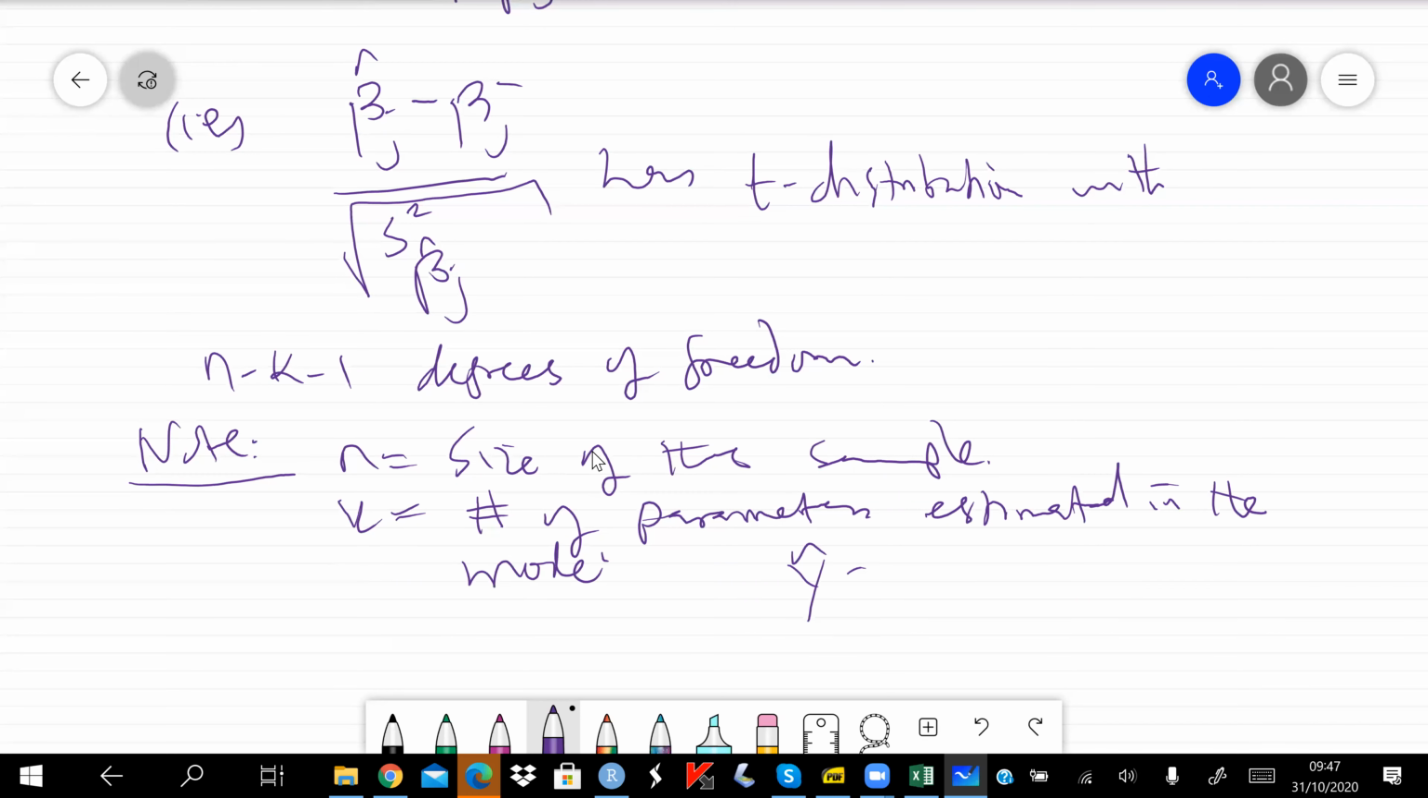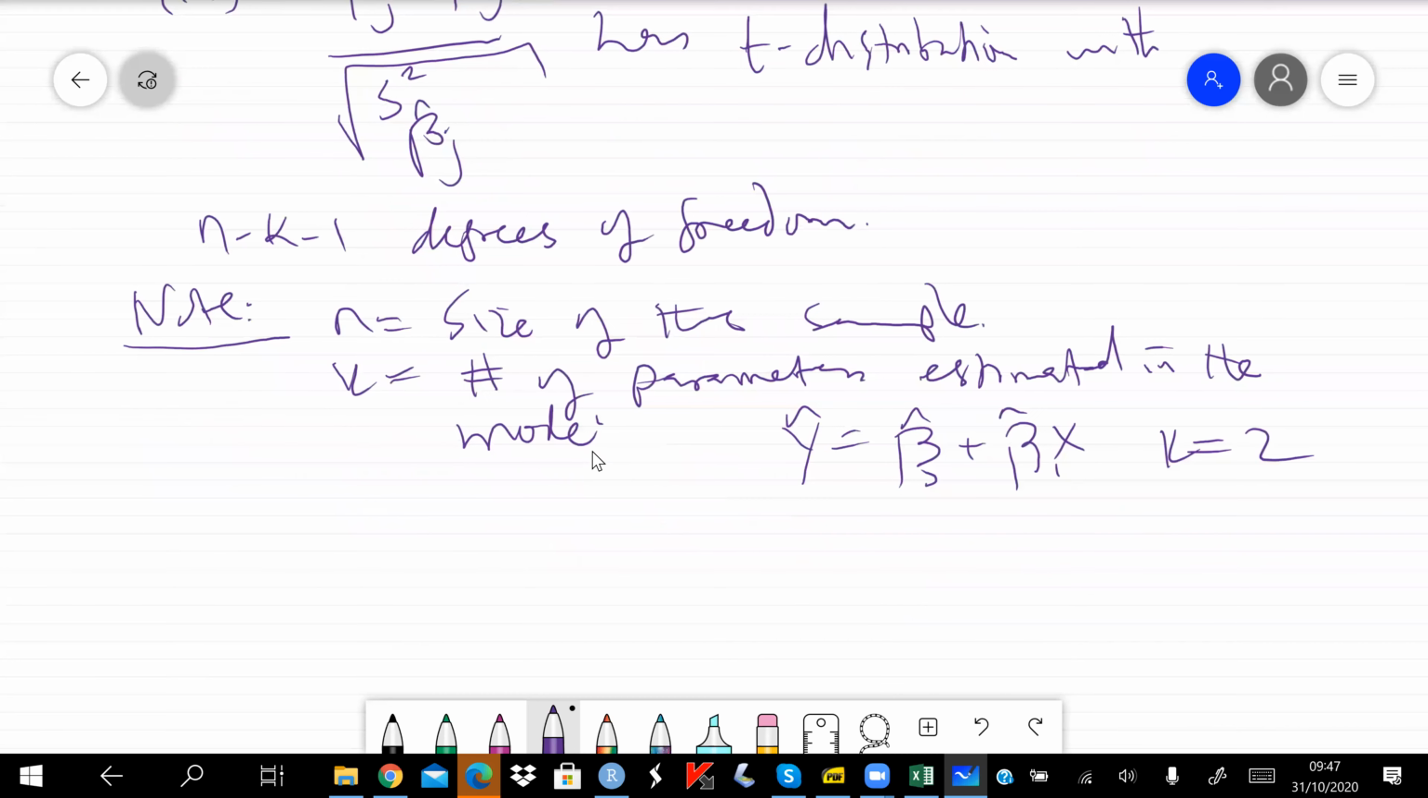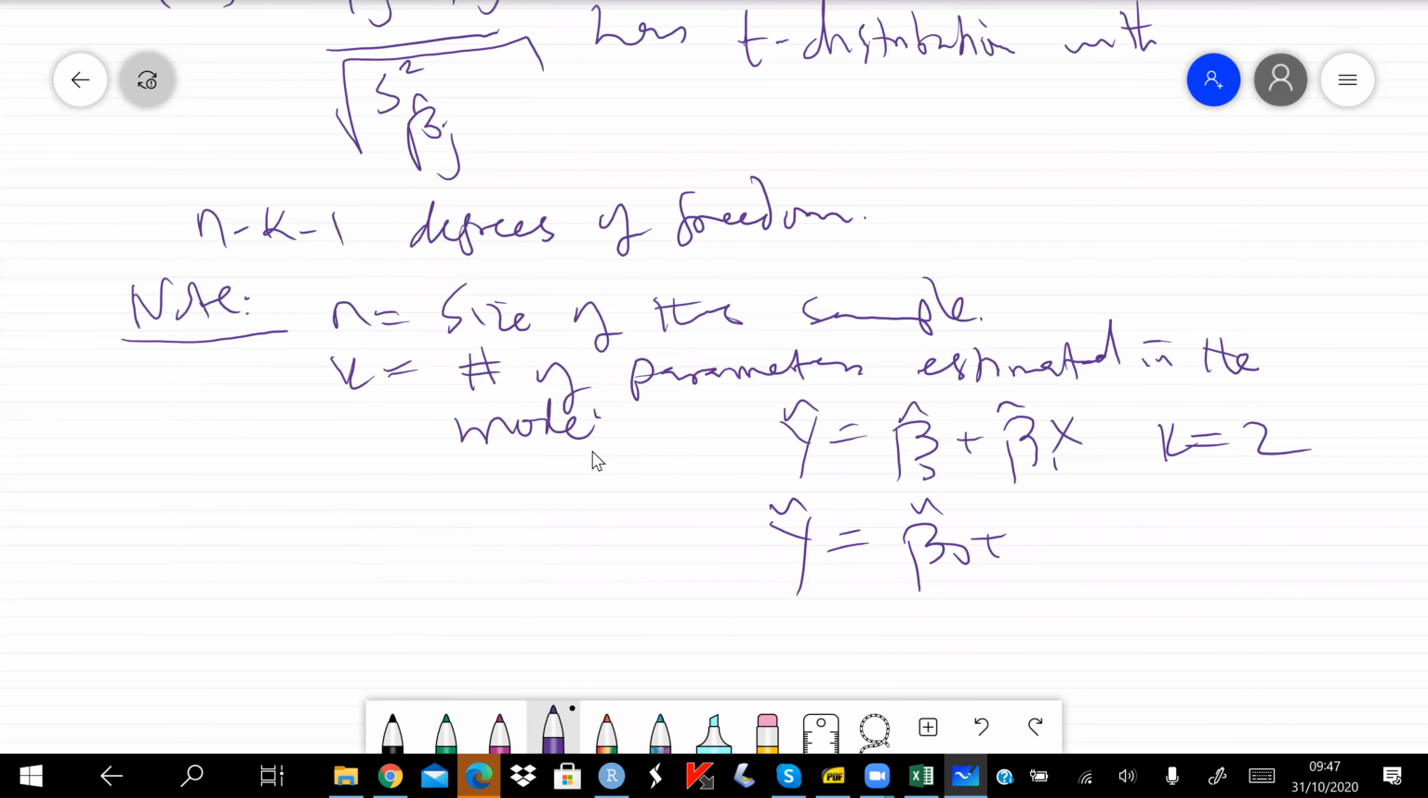For instance, if you have beta naught plus beta 1, if you have something like that, then the number of parameters here is equal to 2. If you have a multiple case like this, plus beta 1 x1, beta 2 x2, here the number of parameters is 3. So these are the parameters that have been estimated: 1, 2, 3, and so on. So you take n minus k minus 1. Remember, we always recommend that n should always be bigger than the number of parameters k.